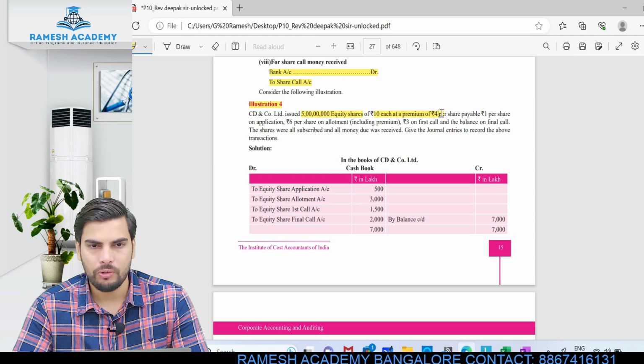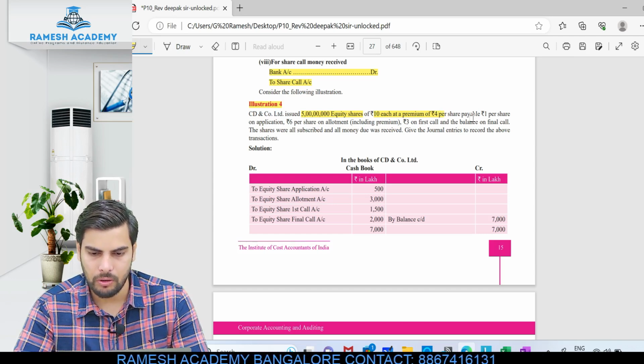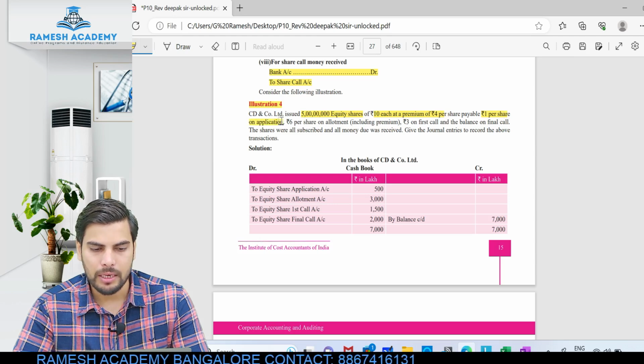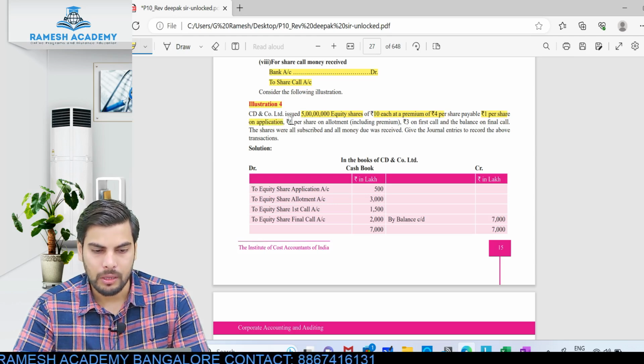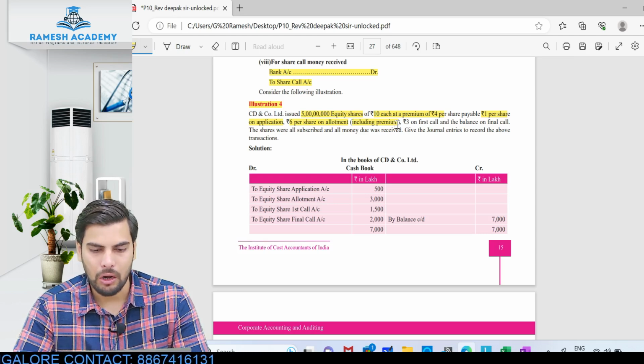Okay, so obviously the issue price would be what? A 10 rupee share is being issued at 14 rupees. That 4 rupees will be the securities premium. Payable 1 rupee per share on application, so application stage money is 1 rupee. 6 rupees per share on allotment including premium. So premium is included in which stage? In this particular situation, premium is included in the allotment stage.